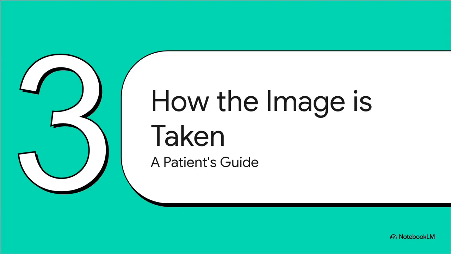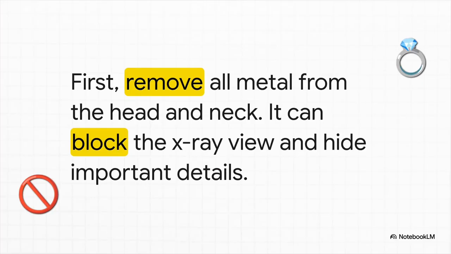So what's it actually like for you, the patient, to get one of these scans? Let's walk through the process, because it's all about getting the position just right. Okay, first things first. You'll be asked to take off any metal from your head and neck, so earrings, glasses, necklaces, even removable dentures have to come out. And the reason is really simple. Metal blocks X-rays. It can create a bright white shadow or a ghost image that could hide something really important your dentist needs to see.